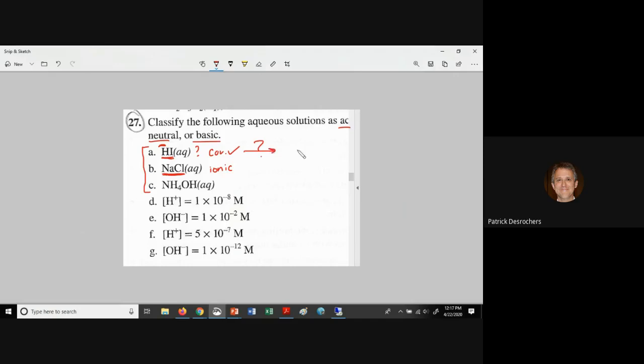And so if it was an acid, what ions would it make in water? I mean, I know it's covalent. I get you, but it will make ions. What ions in particular? H plus and I minus, or negative.